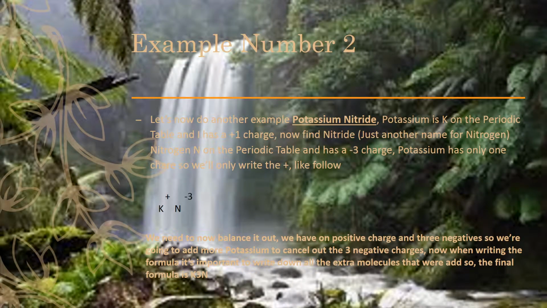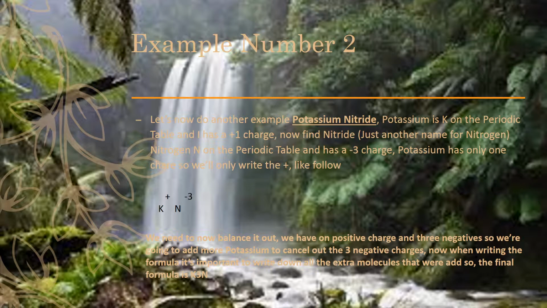Now, example 2. Another example is potassium nitride. Let's find potassium on the periodic table. Potassium on the periodic table is the letter K, and it has a +1 charge as well. Now let's find nitride. Nitride is just another fancy way of saying nitrogen. Nitrogen is the letter N on the periodic table that has a -3 charge. Potassium has only 1 charge, so we'll write the +1, and we'll write it down below. K +1 and N -3. Now we need to balance the equation.